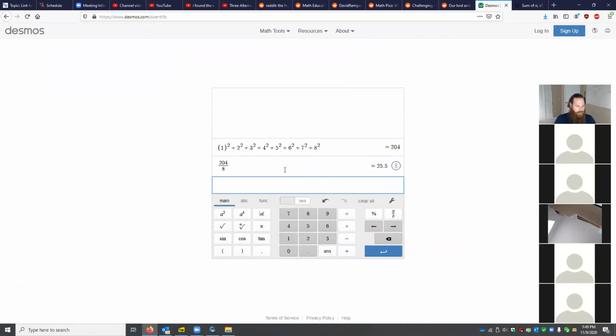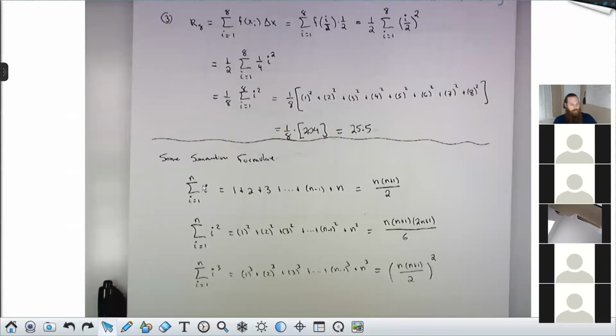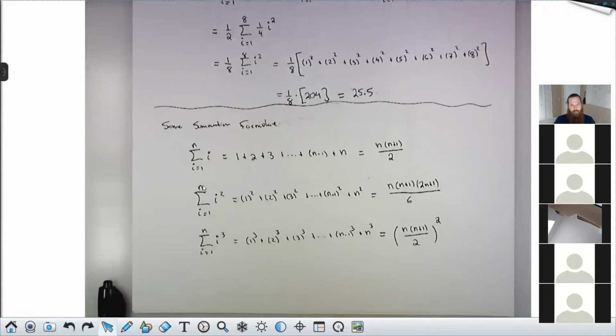So what did we say? We had n, so that's 8 times n plus 1 times 2n plus 1, all over 6, which is 204. So the sum of the first 8 squares is the same as the formula I gave you with n equals 8 plugged in. So we can save ourselves the headache of ever having to do this and just do this instead. Not too bad, right? If I have to do something like this by hand, this is how I would do it, especially if n is large.